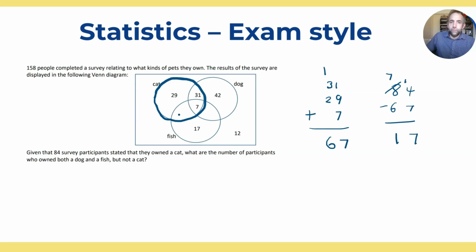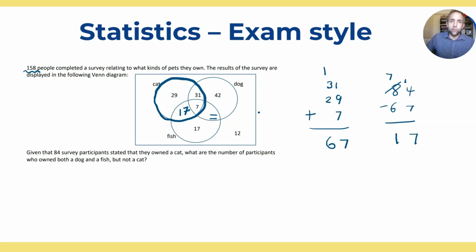So we've now got that this number is 17, but we're trying to look for the people who own both a dog and a fish, but not a cat. Those people are going to go here. So we're also told that the entire thing should add up to 158. So we're having to complete the Venn diagram first in order to help us get this final missing value.